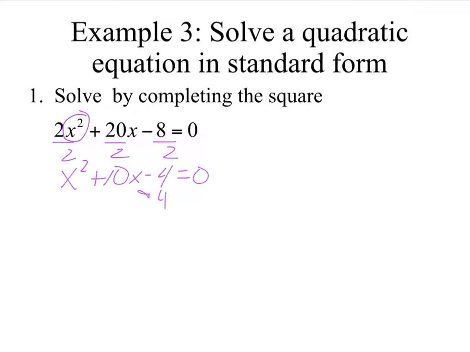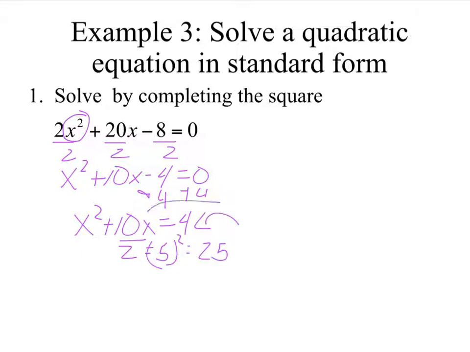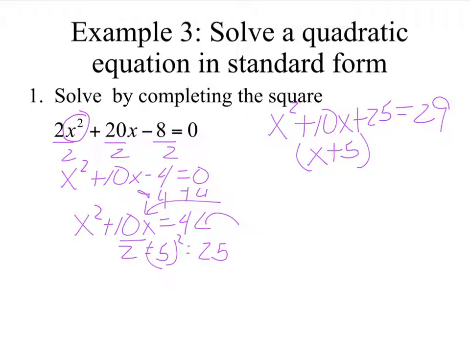So now I'm going to add 4 to each side. So x squared plus 10x equals 4. Divide by 2, I get 5. Square it, I get 25. And we're going to add 25 to each side of the problem. So x squared plus 10x plus 25 equals 29. 4 plus 25 is 29. My left-hand side is going to break down into x plus 5 squared equaling 29.